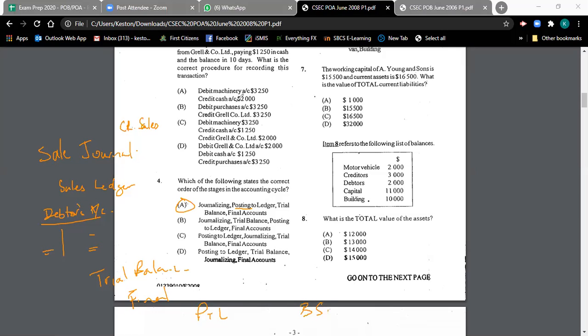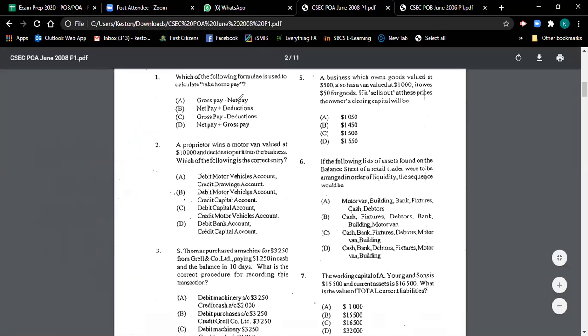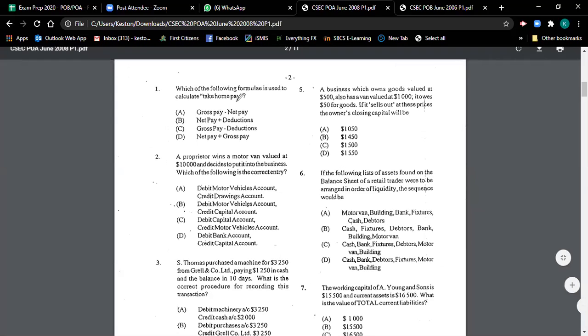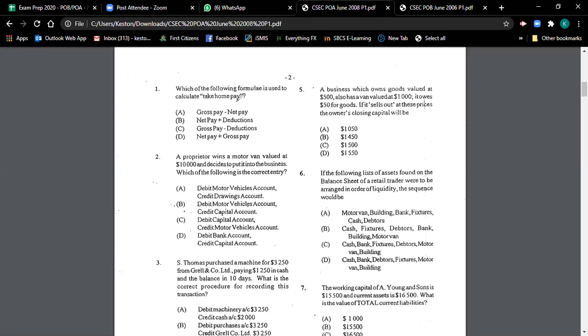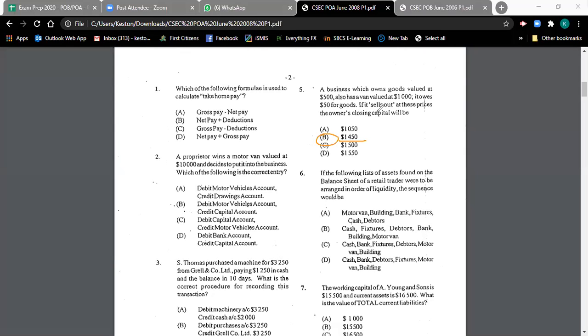Yeah, good. 5, a business which owns goods valued at $500 also has a van valued at $1,000 and owes $50 for goods. Sells out at these prices, the owner's closing capital will be, correct, $1,450. Very good, everybody knows this one. 6, if the following list of assets found on the balance sheet of a retailer were to be arranged in the order of liquidity, the sequence would be D, cash, bank, debtors, fixtures, motor van, building. Yep, that's correct. Very good. Well done.